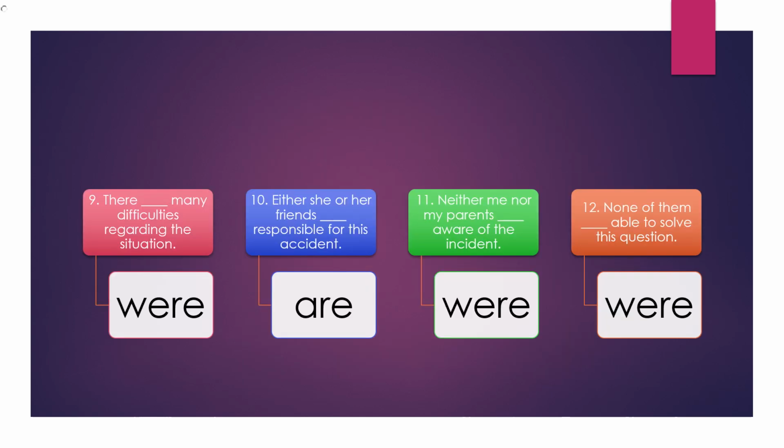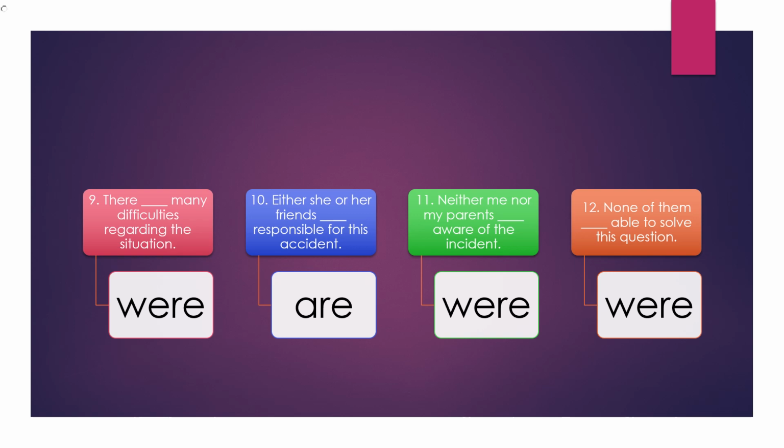There ___ many difficulties regarding the situation. There ___ many difficulties. Difficulties is plural, therefore the verb that comes will be plural. There were many difficulties regarding the situation. Either she or her friends ___ responsible for this accident.